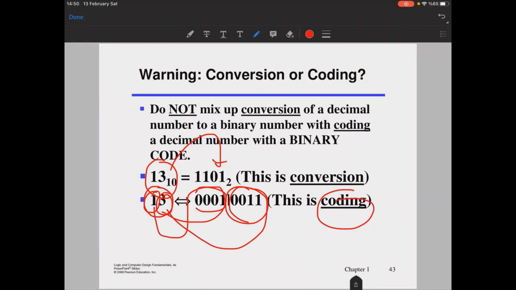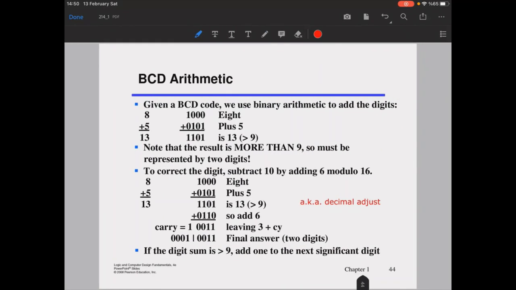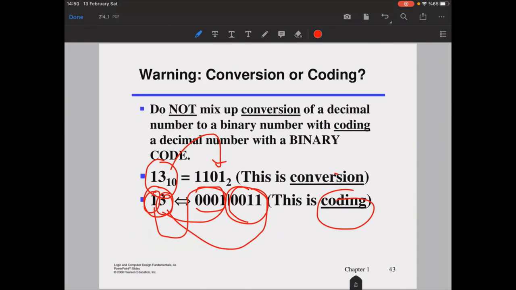This is called coding, and this is called conversion. So you need to have a trick for doing BCD arithmetic here. Yes, it is possible to do binary arithmetic on it, but you should be careful about the invalid code words. That's why you need a decimal adjust to account for this difference between the digits.